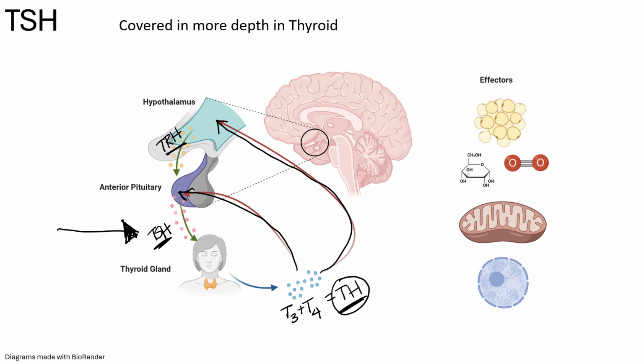So when T3 and T4 levels are sufficient, then TSH is not released. We don't need to do anything. Thyroid hormone's okay. And this is what maintains a balance. But low levels of thyroid hormones stimulate increased TSH.